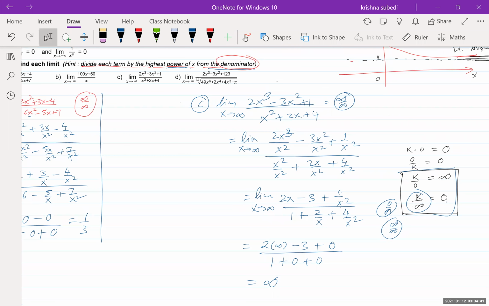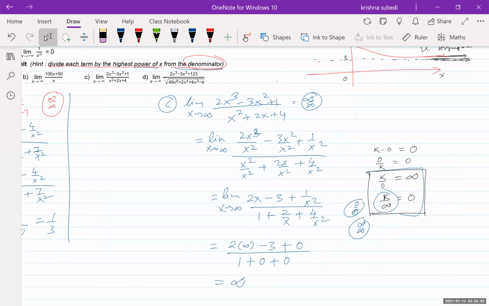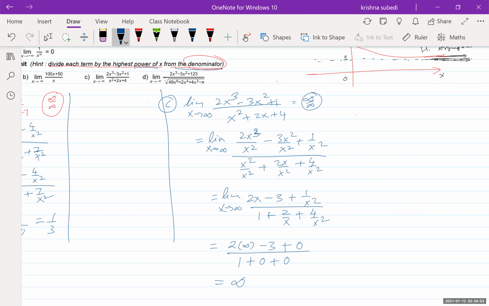In the same manner, you can do part B and D, but I told you earlier, let me show you another method. And you tell me which method you like and you follow that, okay? Method 2, part A.